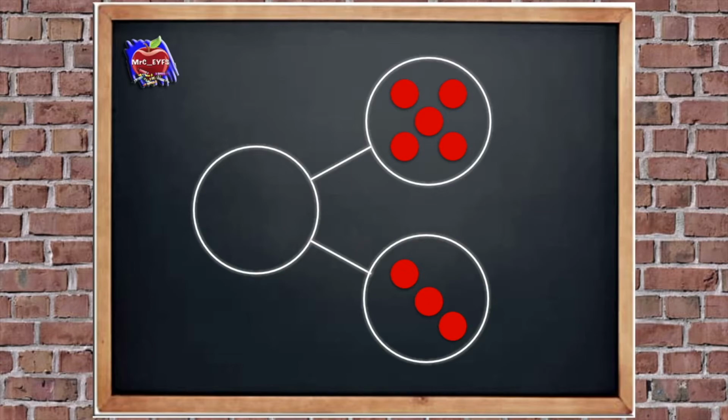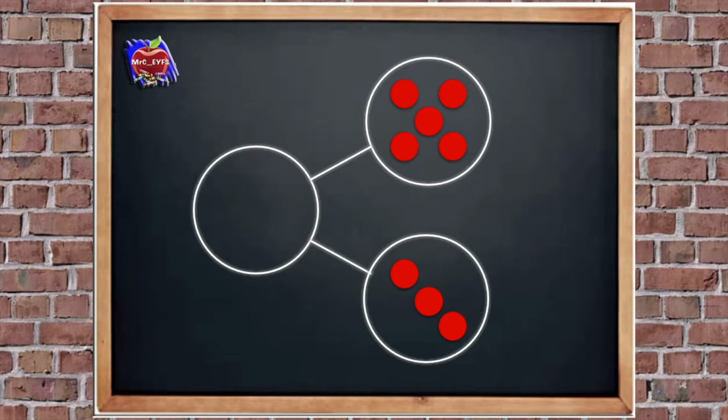So this time, how many do we have in our top part? One, two, three, four, five. Did you say five? Good. How many do we have in our bottom part? Let's check. One, two, three. Did you recognise those patterns, five and three? Good job if you did.